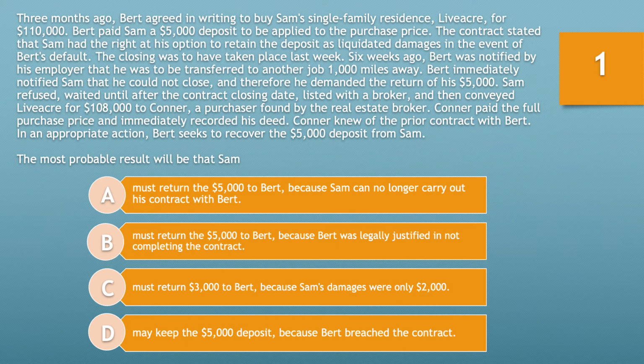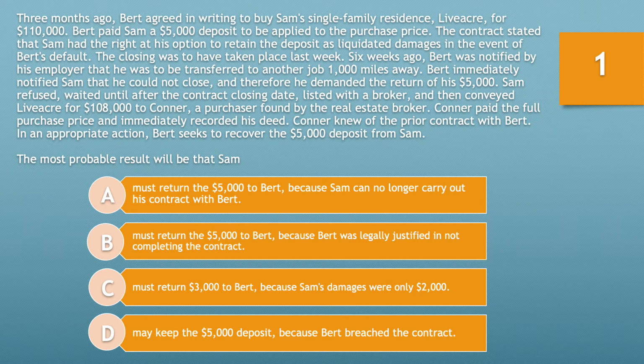Question number 1. Three months ago, Bert agreed in writing to buy Sam's single-family residence, Live Acre, for $110,000. Bert paid Sam a $5,000 deposit to be applied to the purchase price. The contract stated that Sam had the right, at his option, to retain the deposit as liquidated damages in the event of Bert's default. The closing was to have taken place last week.